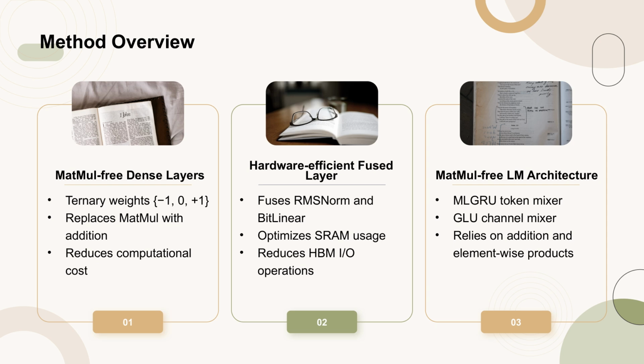The method section introduces a novel approach to language modeling by eliminating matrix multiplication, MatMul, operations. This is achieved through the use of MatMul-free dense layers with ternary weights, which constrain the weights to the set -1, 0, +1. This transformation replaces MatMul operations with addition and negation, significantly reducing computational cost and memory utilization. To further optimize hardware efficiency, the authors propose a fused bilinear layer that combines RMS norm and bilinear operations, minimizing data movement between high-bandwidth memory, HBM, and shared memory, SRAM.